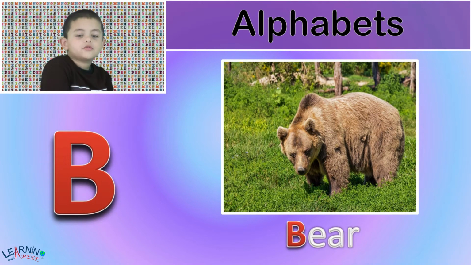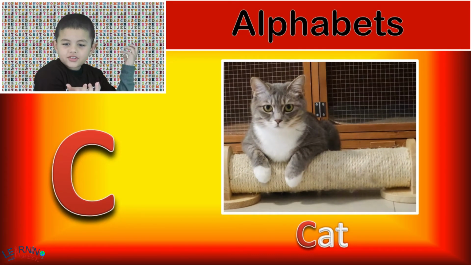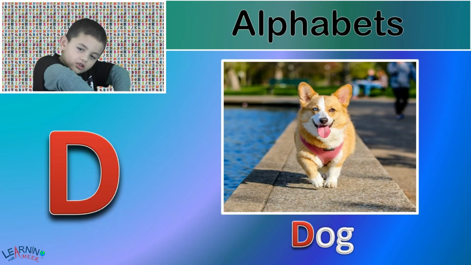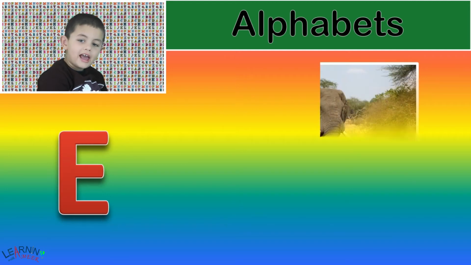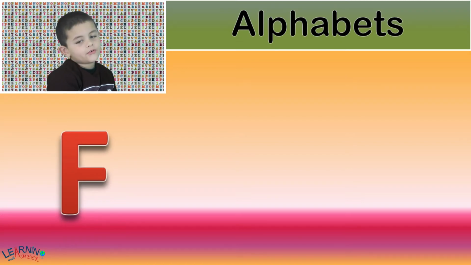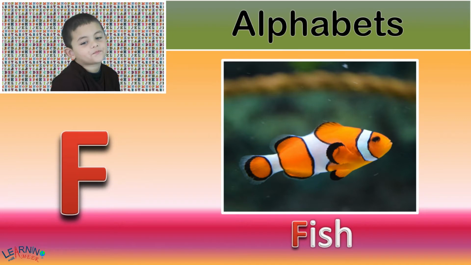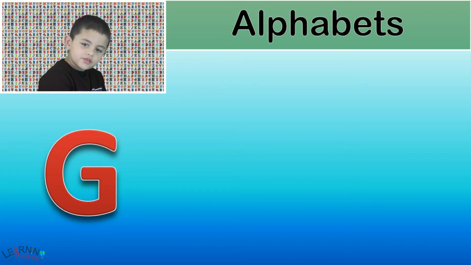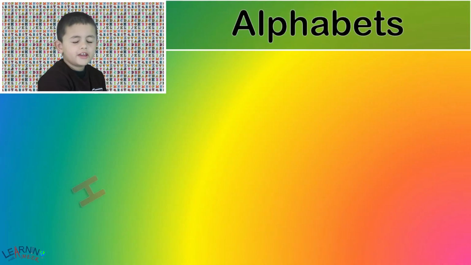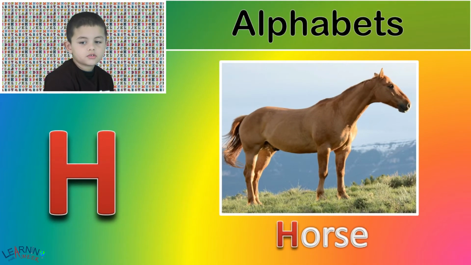B. Bear. B for bear. C. Cat. C for cat. D. Dog. D for dog. E. Elephant. E for elephant. F. Fish. F for fish. G. Goat. G for goat. H. Horse. H for horse.